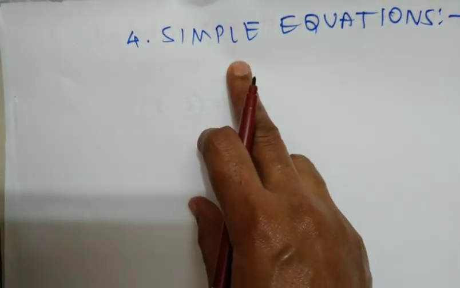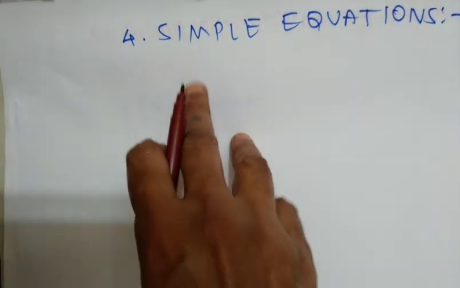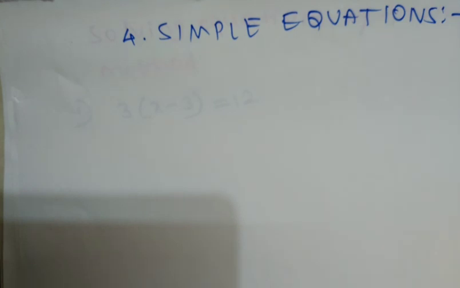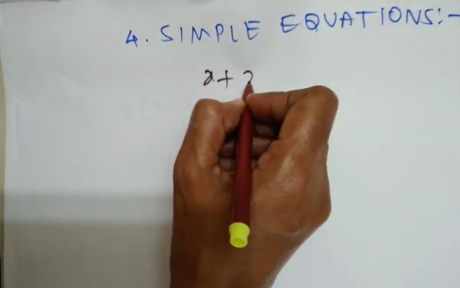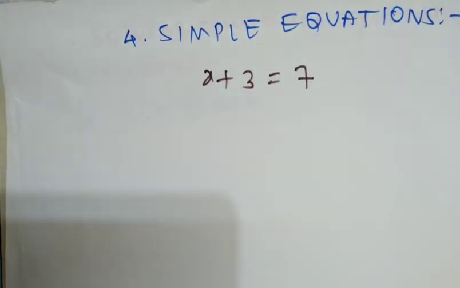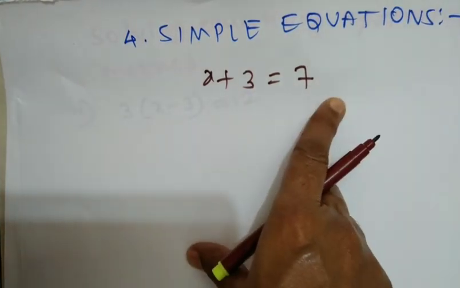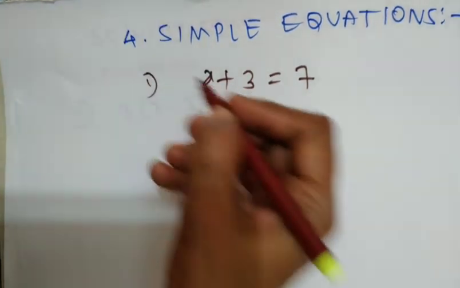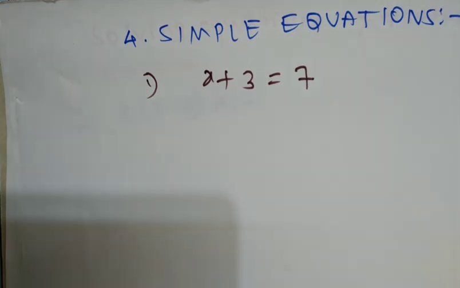Last week we studied some introduction about simple equations, isn't it? Now we studied how to solve a simple equation by following steps. We'll revise what we studied in last week's two classes. In simple equations, suppose the given equation is x plus 3 is equal to 7. What we did, we subtracted 3 from both sides, isn't it? Let's revise what we studied in the last class by solving two questions.